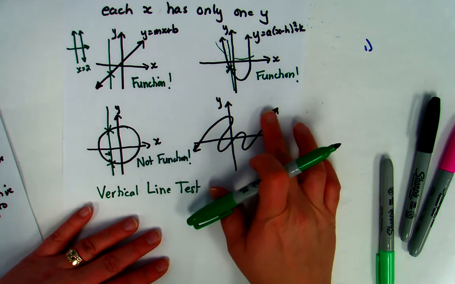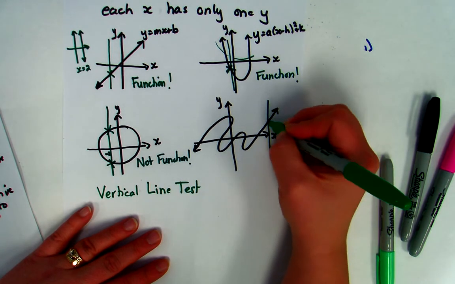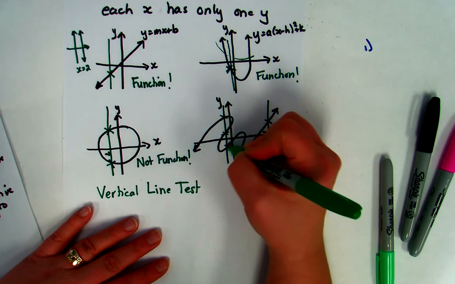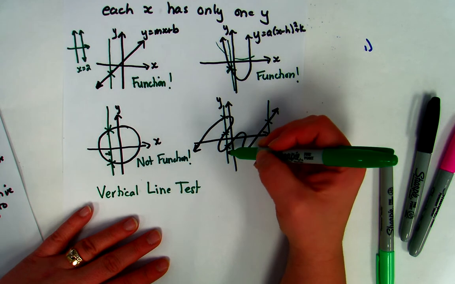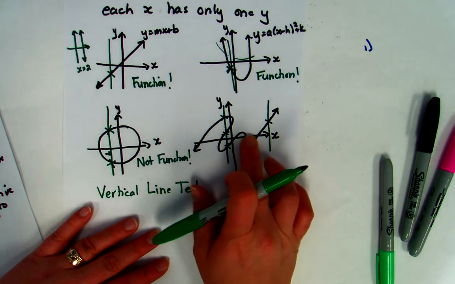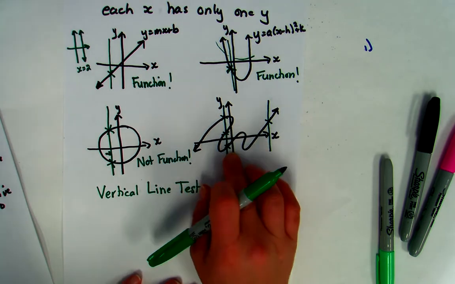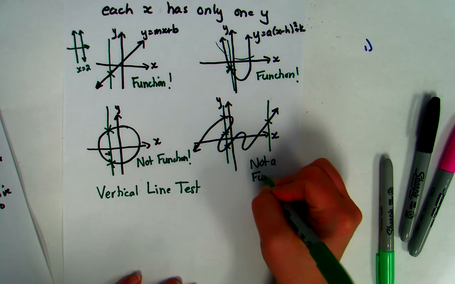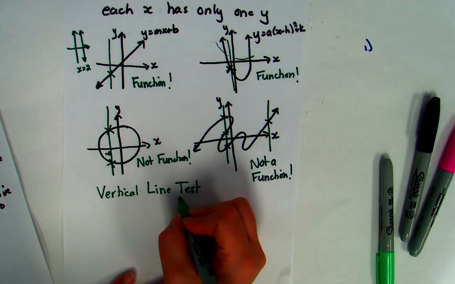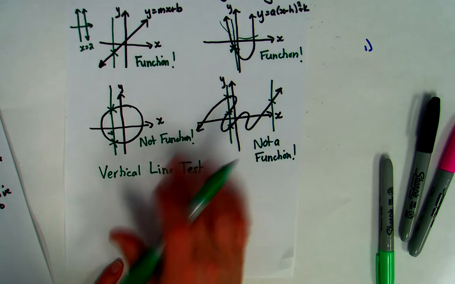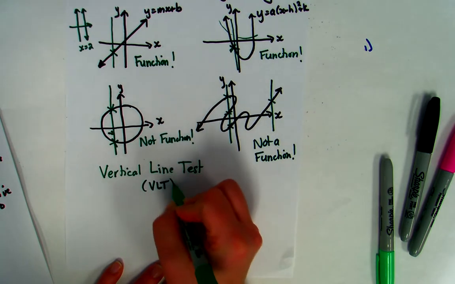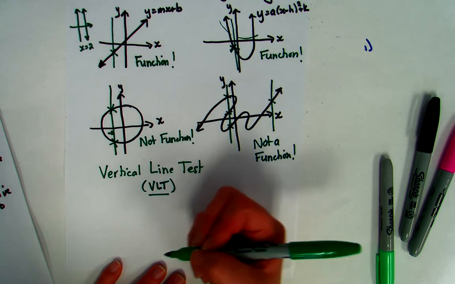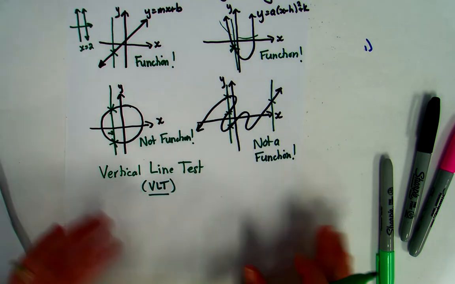Now if we look at this one, there are some places where I can draw a vertical line and only touch it once. But then there's other places where I can draw a vertical line and touch it more than once, and 3 in this case. This is not a function. It doesn't matter if it passes at some points and fails at another. As soon as it fails at one or more points, it is not a function. So the vertical line test can be used to justify why something's a function if you have a picture, and we short form it to the VLT. So if I ask you to explain, saying that it passes or fails the VLT is enough of an explanation.